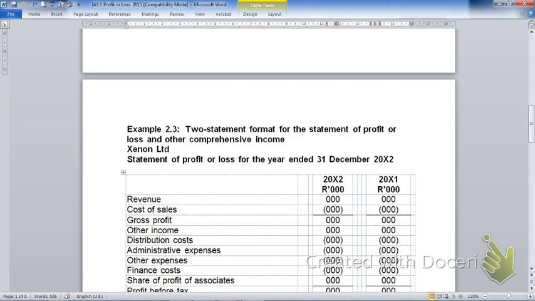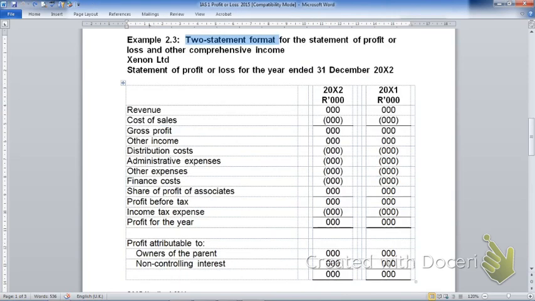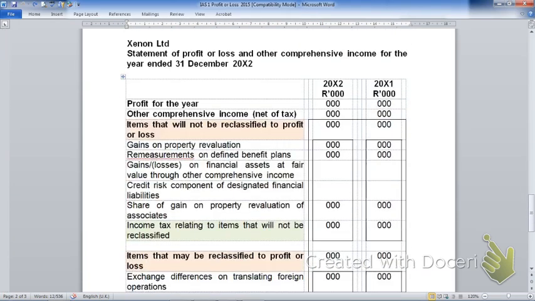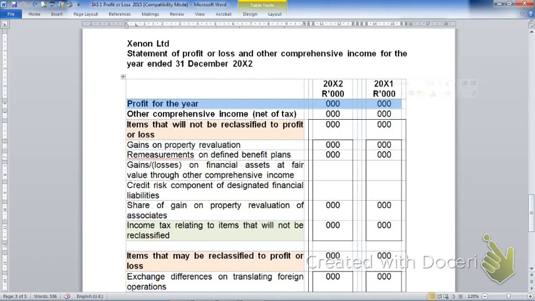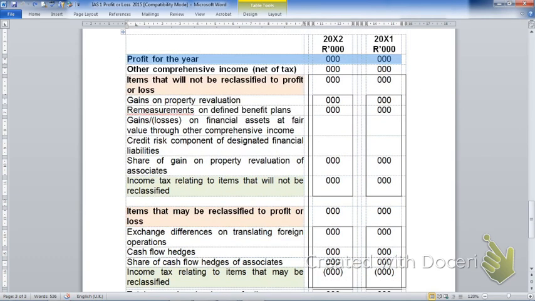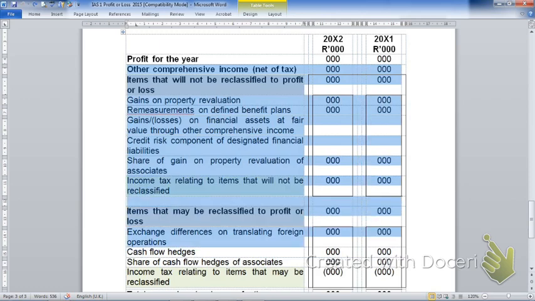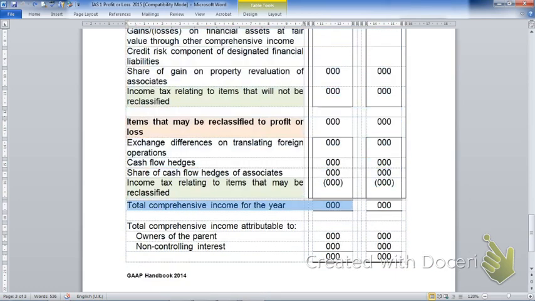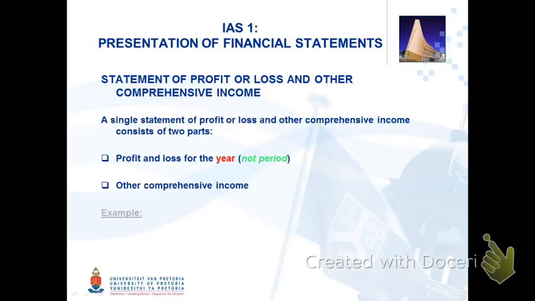Now, if we have the two-statement format, then your first statement is a statement of profit and loss for the year, also sometimes called the income statement, and then your second statement, which is the statement of other comprehensive income. Note that this statement follows from the previous one: profit for the year, and then you have your other comprehensive income for the year in these two statements. And then you end up with your total comprehensive income for the year.